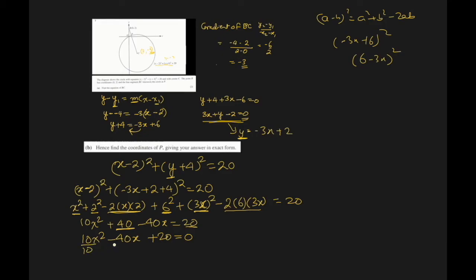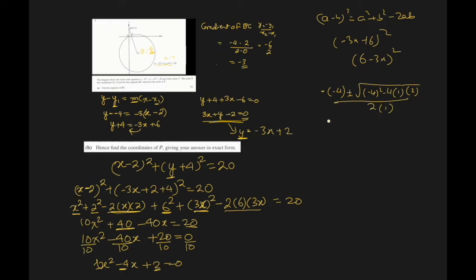Divide the whole equation by 10 to simplify this so that the calculations are smaller. So we get x squared minus 4x plus 2 equal to 0. And factoring will not help in this, so we will use the quadratic formula. Negative b, we have 1 as a, negative 4 as b, and 2 as c. So negative b plus minus square root of b squared minus 4ac over 2 times a.